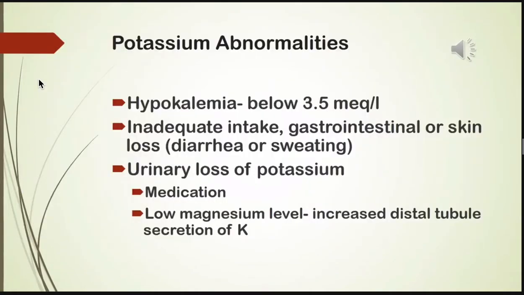If you have potassium levels of less than 3.5 milliequivalents per liter in your blood, you may have hypokalemia. This is due to inadequate intake of potassium, gastrointestinal or skin loss, as in the case of diarrhea or sweating, or potassium may be lost through the urine. Urinary loss of potassium may be caused by medication, low magnesium levels, which leads to increased distal tubule secretion of potassium.